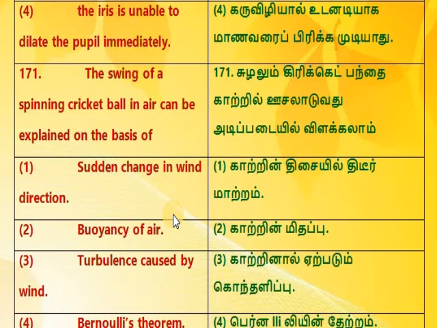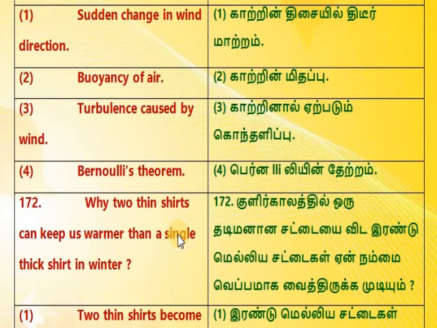171. The swing of a spinning cricket ball in air can be explained on the basis of 1. Sudden change in wind direction. 2. Buoyancy of air. 3. Turbulence caused by wind. 4. Bernoulli's theorem.